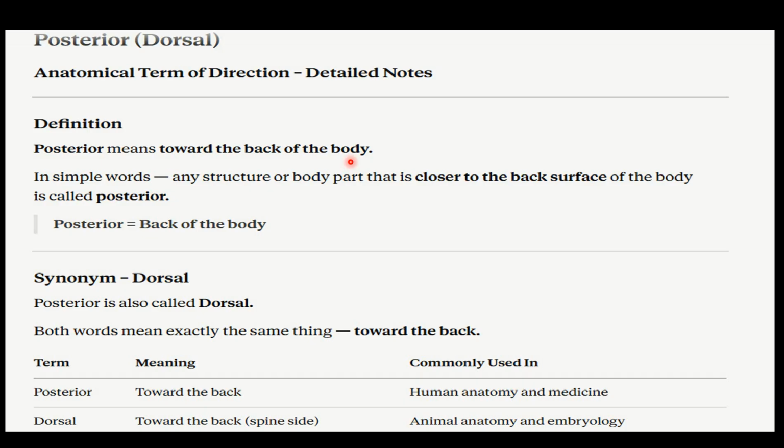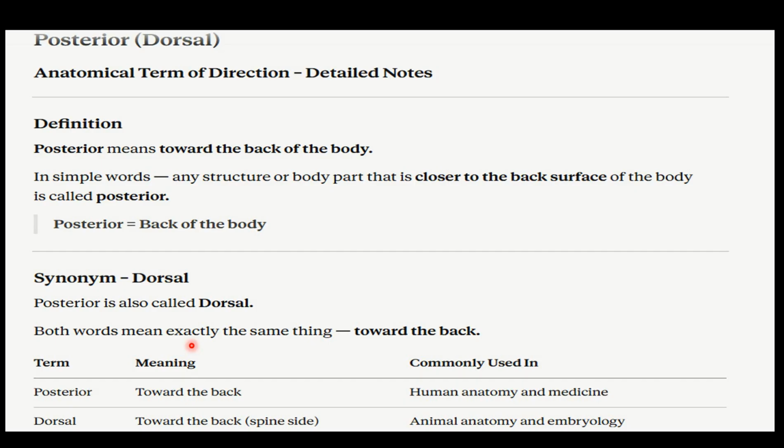In simple terms you can say that any structure or body part that is closer to the back surface of the body is called posterior. So the overall conclusion is that posterior means back of the body. Now we have one synonym for posterior, that is dorsal. Don't get confused, they are not separate words, they are just alternative names of each other. So posterior is also referred to as dorsal. Both words mean exactly the same, toward the back.